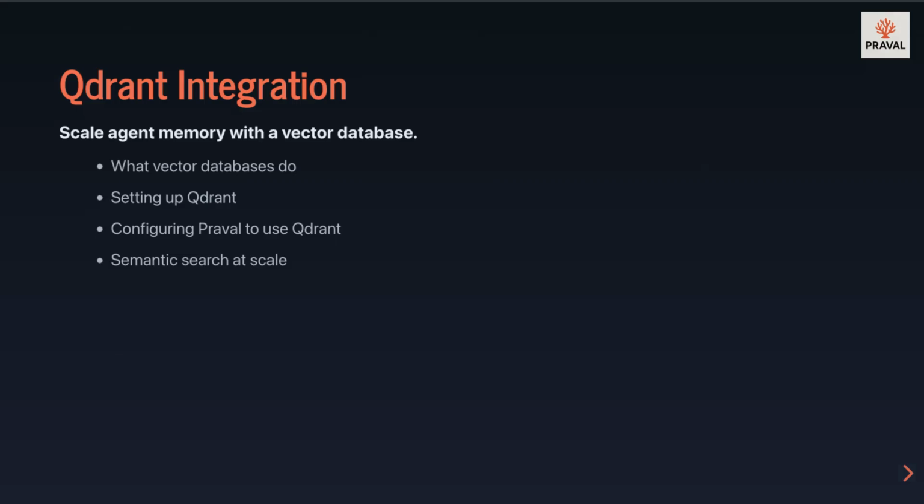Ready to scale your agent memory? In-memory storage is great for development, but production systems need something more robust. That's where Qdrant comes in, a production-grade vector database designed for exactly this use case. In this video, we'll cover what vector databases do, how to set up Qdrant, and how semantic search works at scale.